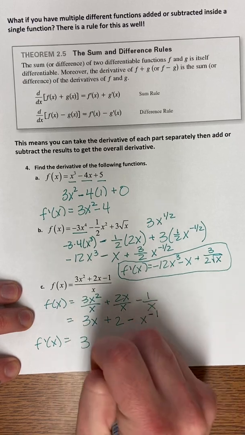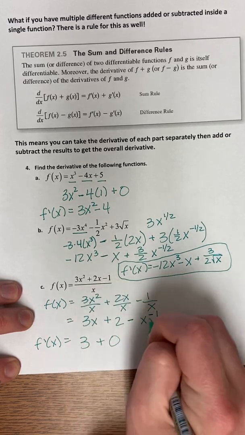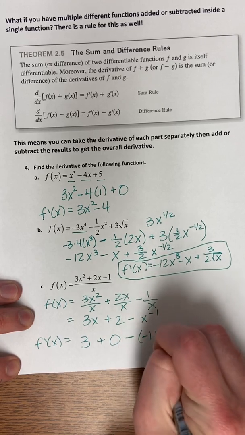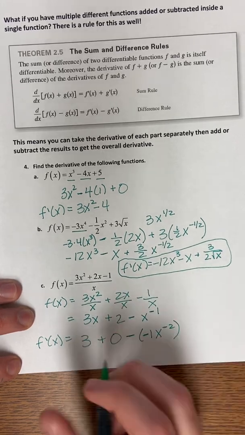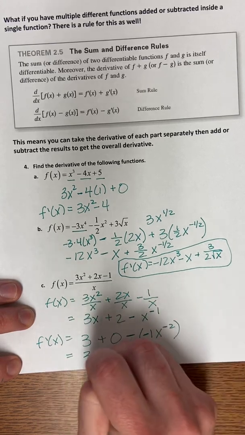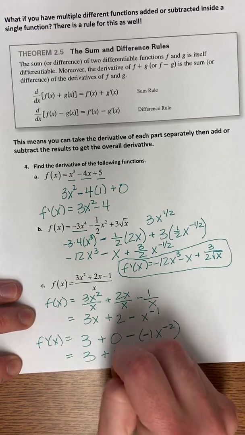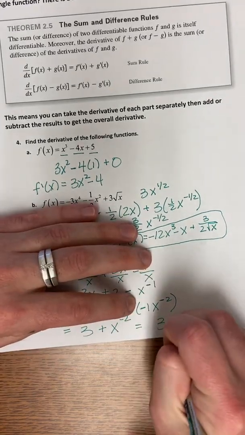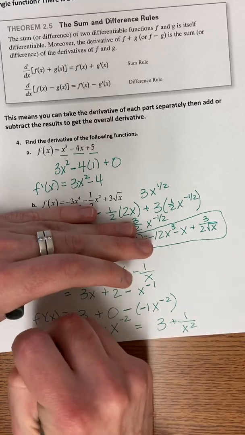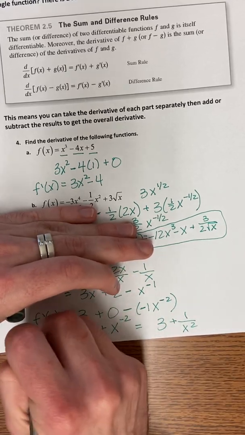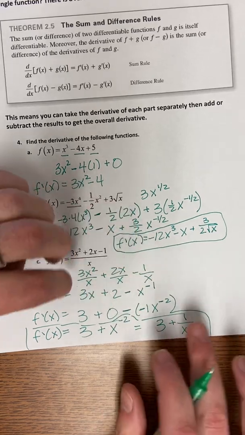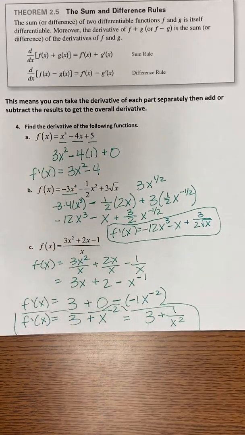So this is 3. The derivative of a constant is 0. The derivative of x to the negative first would be negative 1x to the negative second. So in total, this would be 3 minus a negative is plus, x to the negative second. But we might look at that as 3 plus 1 over x squared. So these derivatives, doesn't matter how many things are added or subtracted together, the mechanism is still the same all the time.